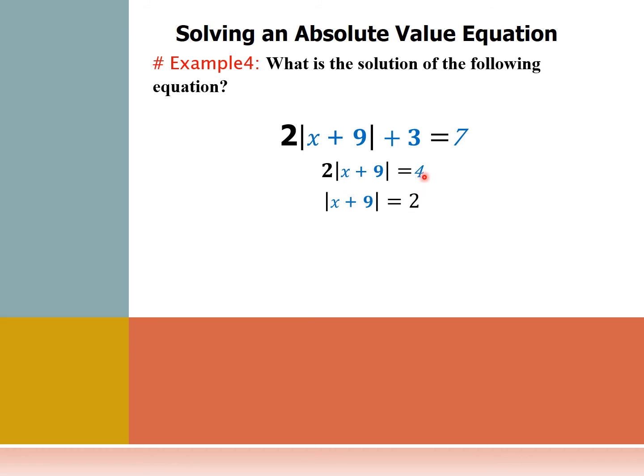So the absolute value of x plus 9 is equal to 4 over 2, which is 2. Now take x plus 9 is equal to 2, or x plus 9 is equal to negative 2. Minus 9, minus 9, also minus 9, minus 9 for both sides. So here we have x is equal to 2 minus 9, which is minus 7, and here we have minus 2 minus 9, which is minus 11. Okay, so these are the solutions of the equation.